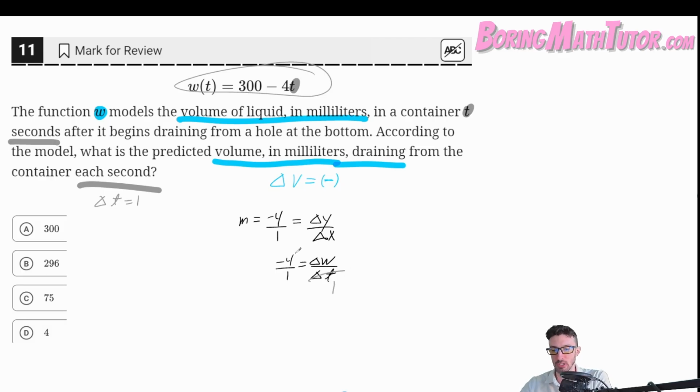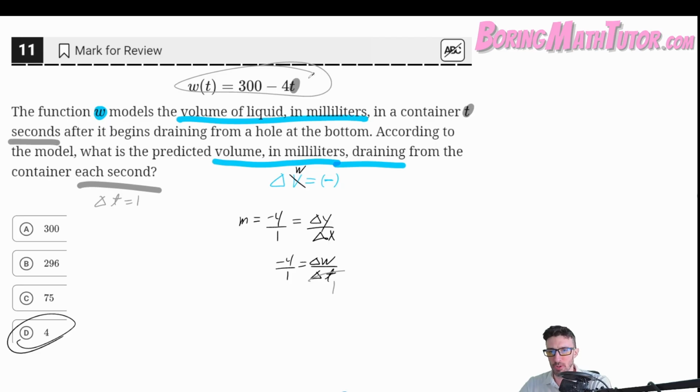So that means that the change in w, which is the letter I should have been using over here because it's not v, it's w for some reason, is -4. So therefore, how much are you losing each second? Well, you're losing 4. So that's one way to get the problem done.